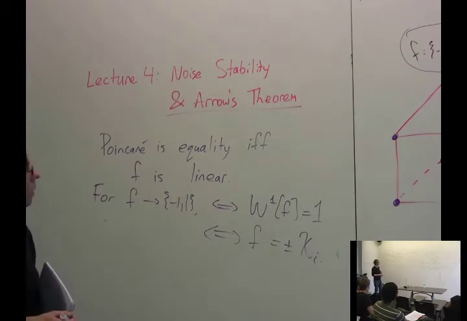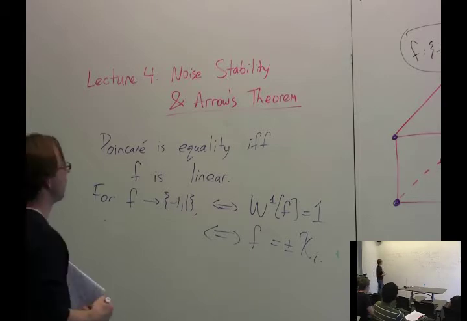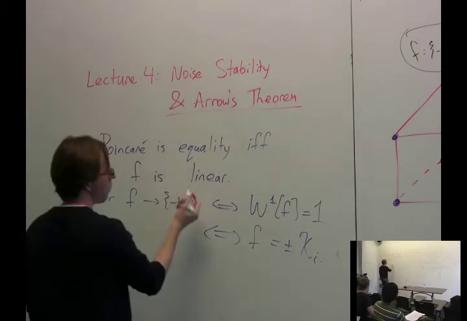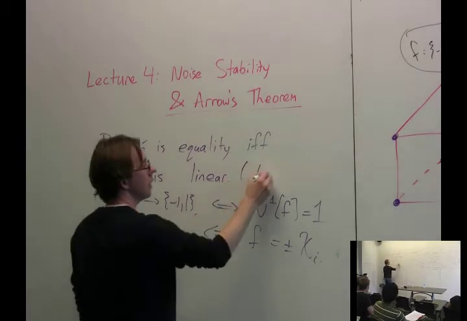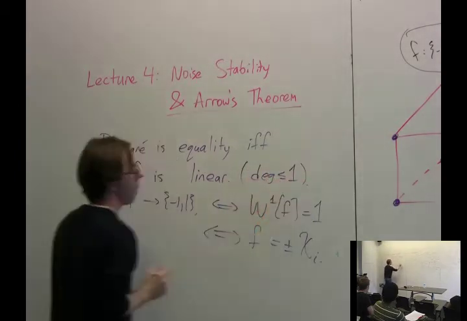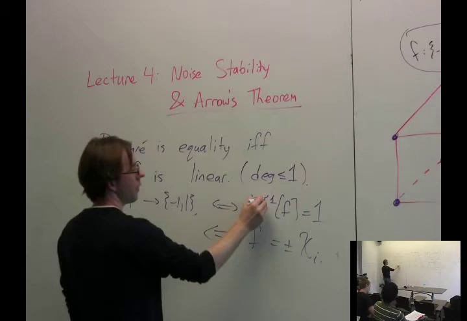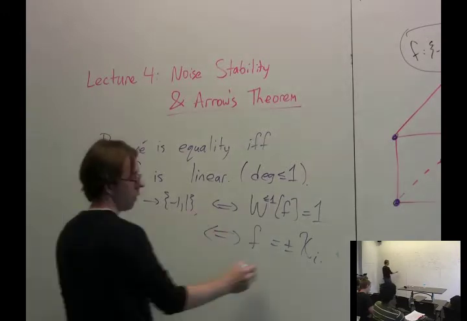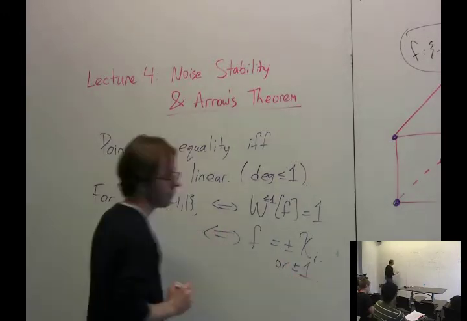Pardon me? Oh, yeah. You're right. So this is fine. Maybe I should say degree less than or equal to 1. This should say less than or equal to 1. You're right, or a constant. Thank you.